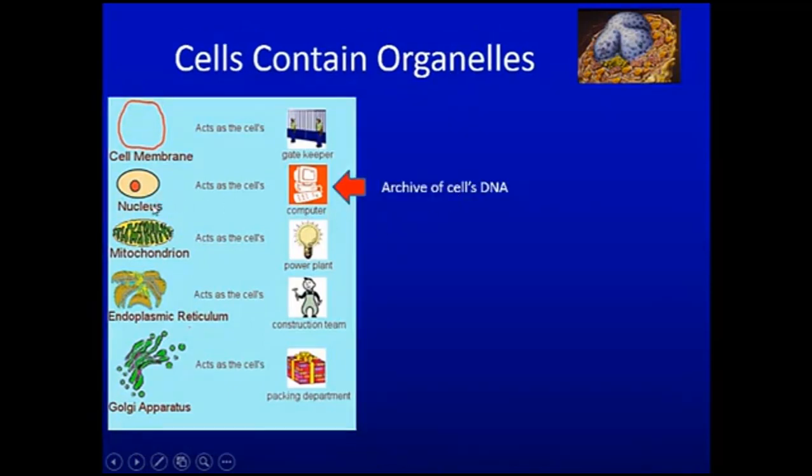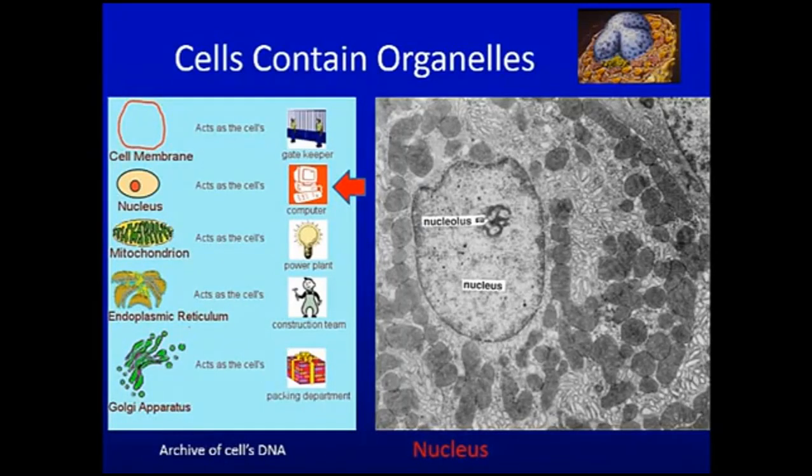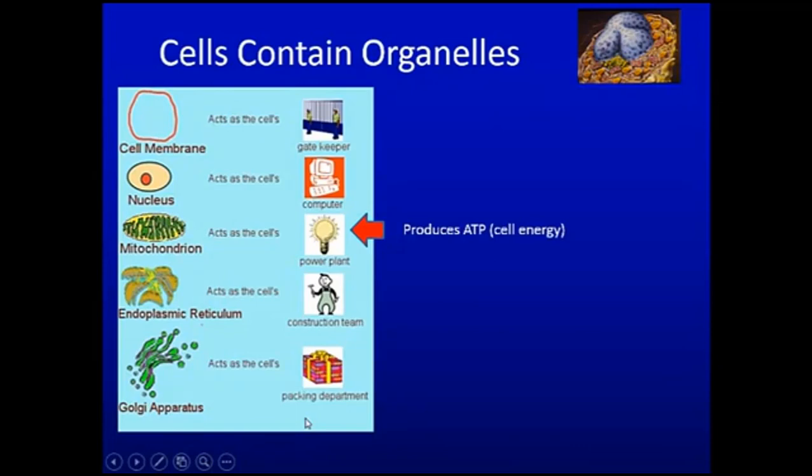Also, we have the nucleus. The nucleus, like a computer of a cell, is the archive of the cell. It has the information. One cell has all the information to do all the functions of all the cells in the body. It's just which is expressed. And here we see the nucleus, nucleolus. These are mitochondria in through there. It's the archive of the cell.